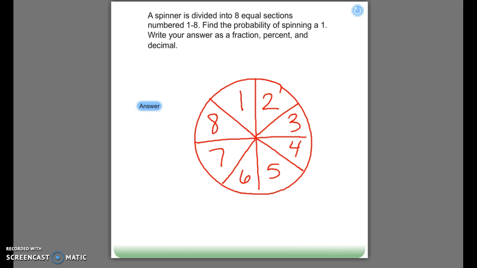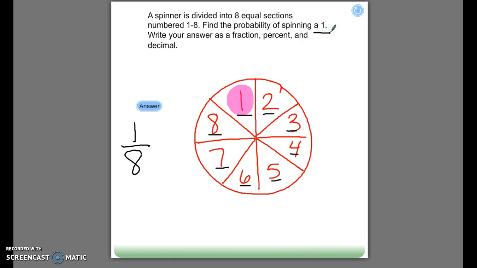We need to find the probability of spinning a 1. Okay, so if I look here, how many ones do I have on there? How many outcomes work that I could roll 1? Well, there's only 1 right there. Okay, so 1 out of the total number of possible outcomes, I have 1, 2, 3, 4, 5, 6, 7, 8. I have 8 possible outcomes that I could spin. So 1 out of the 8 is a probability of me spinning a 1.